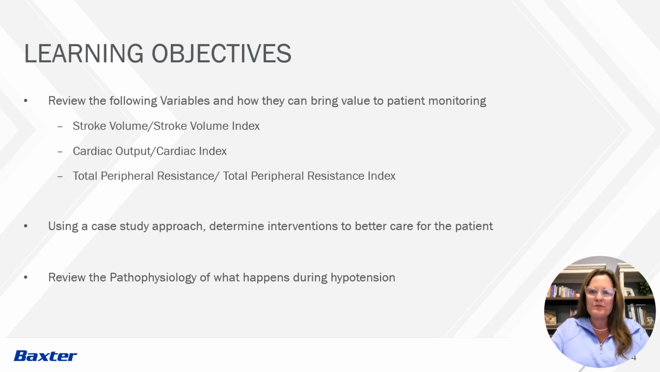Our learning objectives today are to review the following variables and how they can bring value to patient monitoring. We are going to look at stroke volume and stroke volume index, cardiac output and cardiac index, total peripheral resistance and total peripheral resistance index, and we are going to use a case study approach to determine interventions to better care for a patient. And then we're also going to be reviewing the pathophysiology of what happens during hypotension.